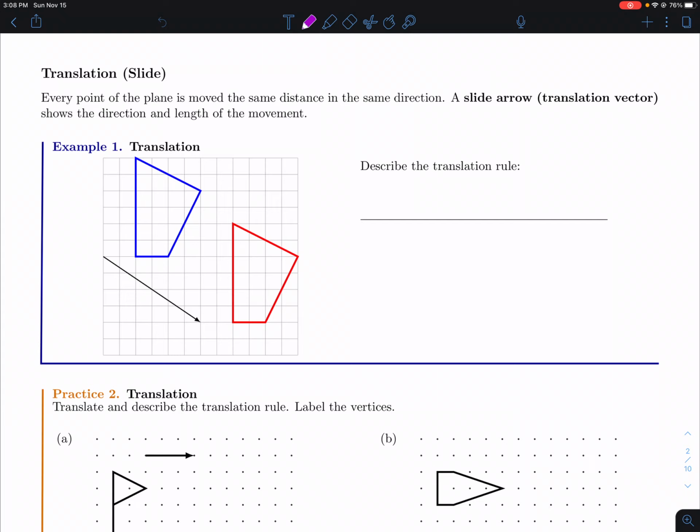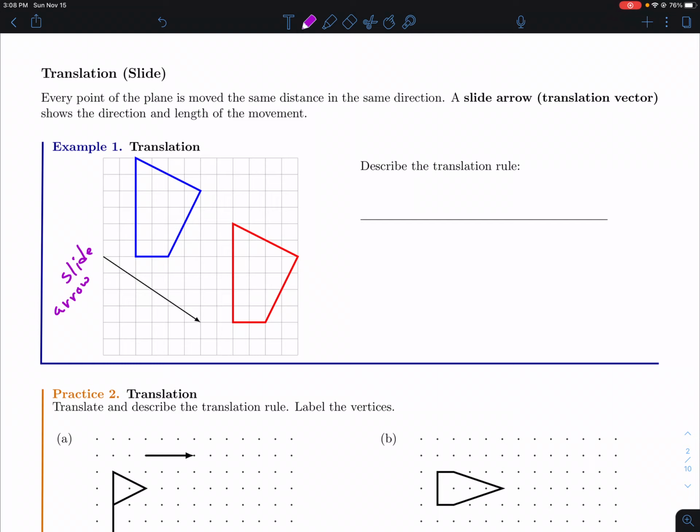So the first one we want to look at is a translation again. And remember, every point of the plane is moved the same distance in the same direction. A slide arrow is going to tell you which way to go. So that's what this is here. This is our slide arrow. And it's going to tell us how we're going to move this blue figure down to the red figure in this case.